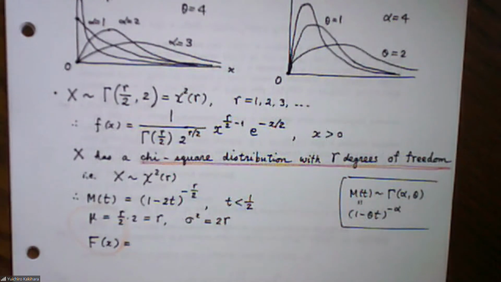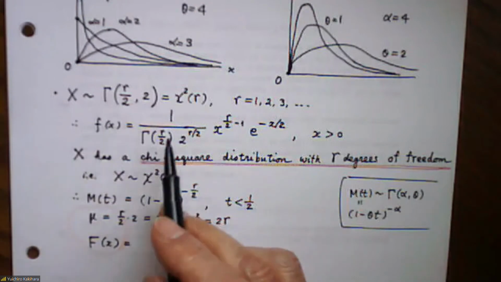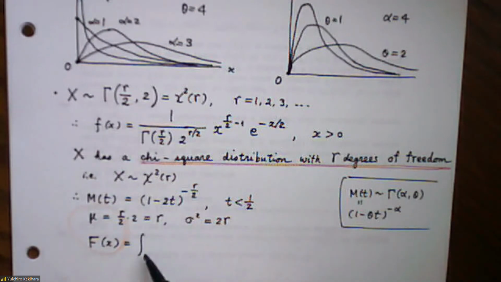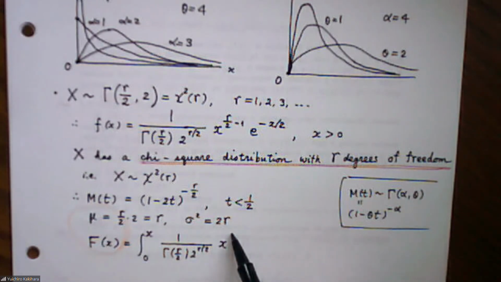This is simply integrating the density function. That's all. So this is the integral from 0 to x of 1 over gamma of r over 2, times 2 to the r over 2, and then times w to the power of 1/2 alpha r minus 1, and then e to the minus w over 2, dw.